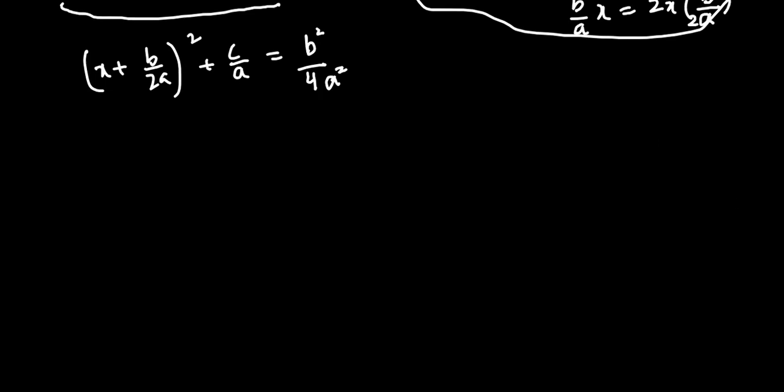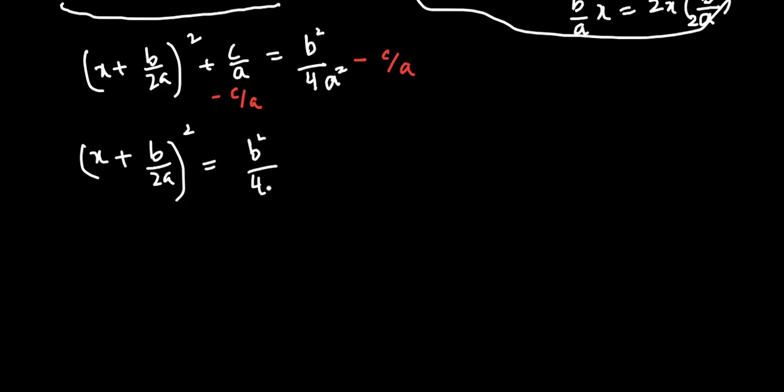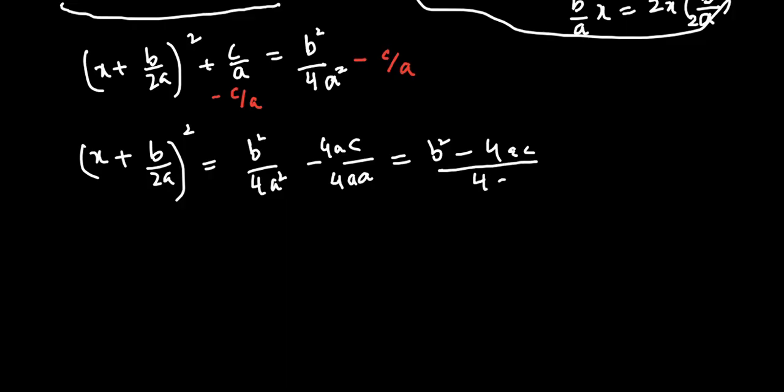So here we see that we have c by a. So we need to subtract c by a on both sides. Then we can cancel this c by a with the c by a. So this is x plus b by 2a squared equals b square divided by 4a squared minus c by a. Now I don't have the same denominator here. I have 4a squared here, and here I have 4a. So if I multiply and divide by 4a, then I will have 4a squared. So that would be b square minus 4ac whole divided by 4a squared.